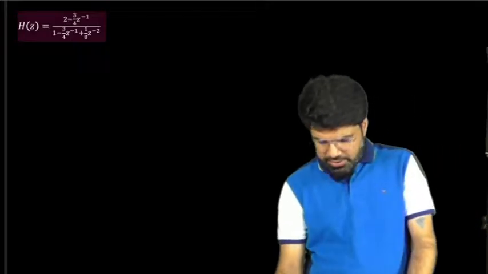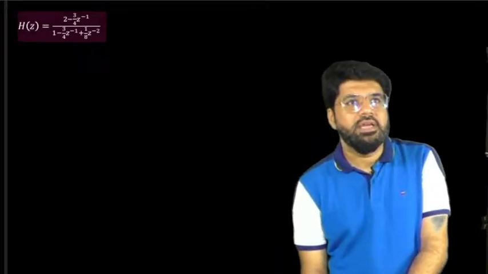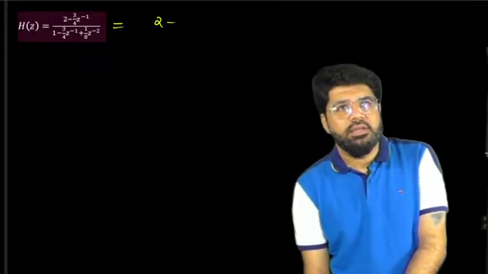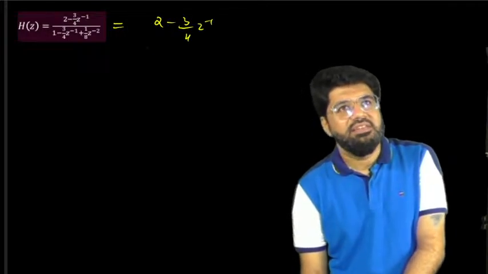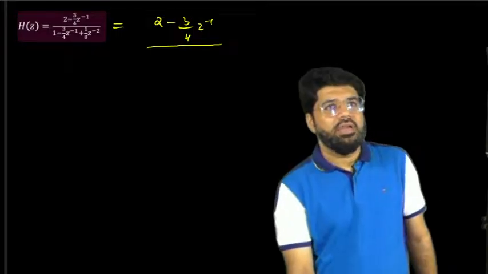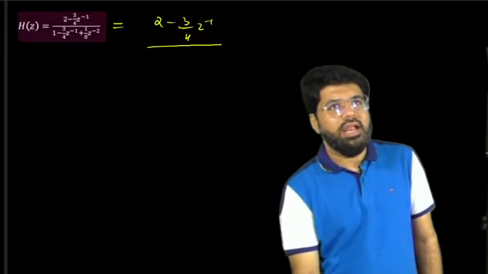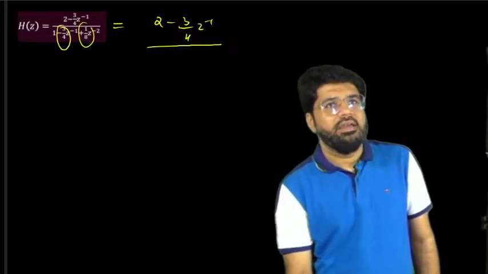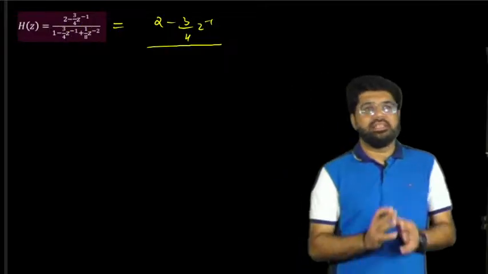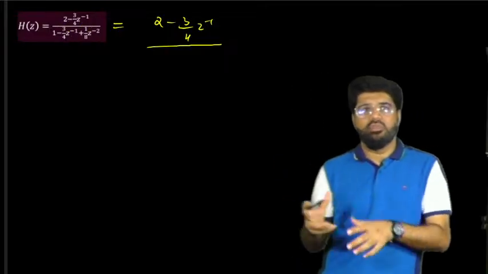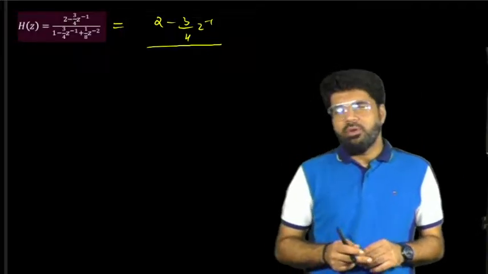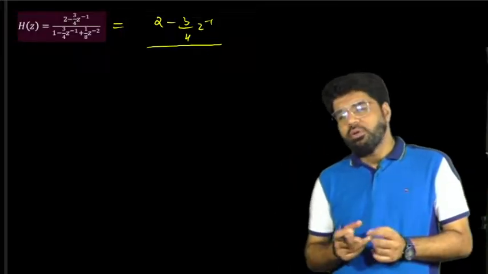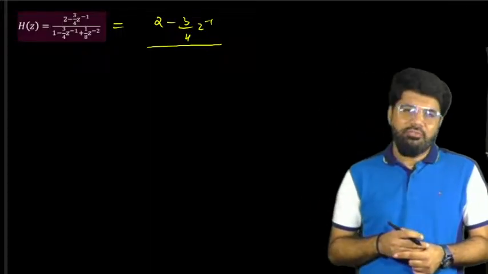Okay, let's check this. So the numerator is 2 minus 3 by 4 Z inverse, divided by the denominator. Now think 3 by 4 and 1 by 8. The central term we know is addition, the last term is obtained by product of the factors. So you can simply think about 1 by 2 and 1 by 4. 1 by 2 plus 1 by 4 is 3 by 4. 1 by 2 into 1 by 4 is 1 by 8.